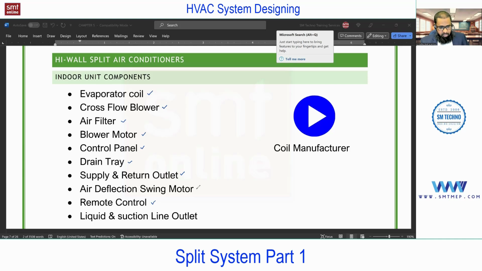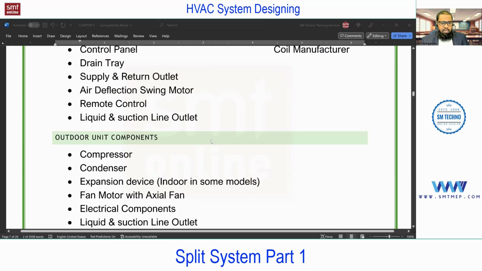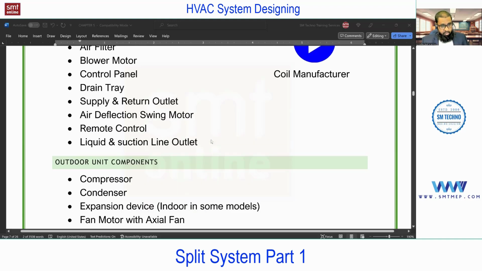Remote control, everyone knows this, and the suction and liquid line outlets, which connect with the copper pipe, and that copper pipe we are going to connect to the outdoor unit. And why we call them the suction and liquid lines, that also we'll discuss. So these are the components for the indoor high wall unit. Similar components you'll find in other units also. The shape and the position may vary, but the components are the same.